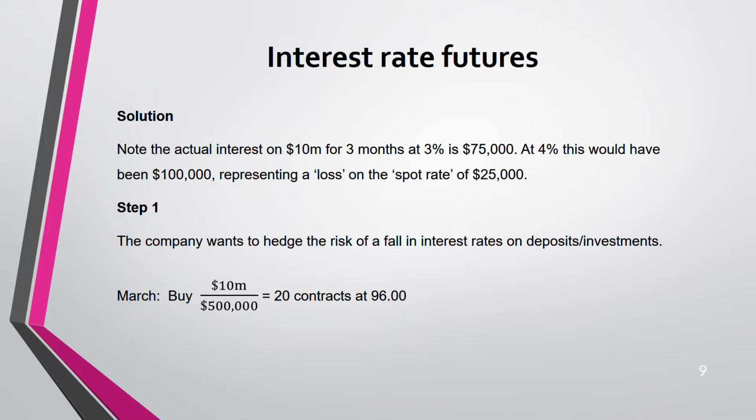You want to hedge against a fall in interest rate. Whenever you have to hedge against a fall in interest rate, it's buy. You buy the future. You buy the future. And when you have to hedge against a rise in interest rate, you sell.